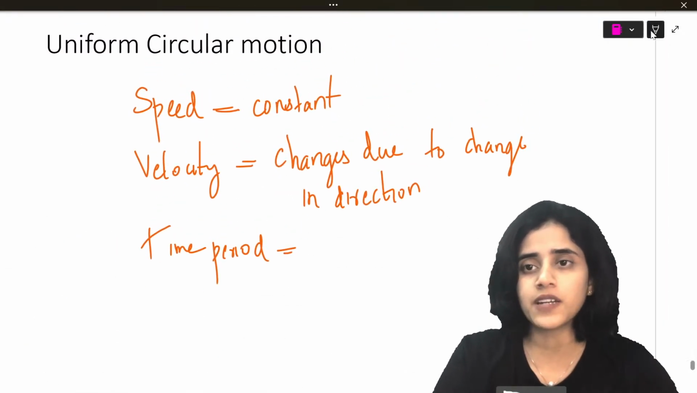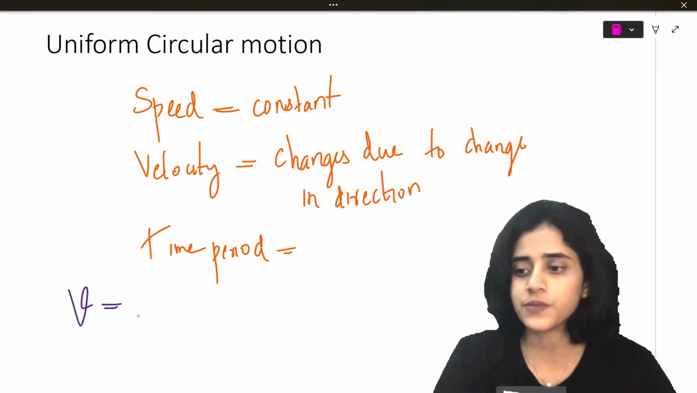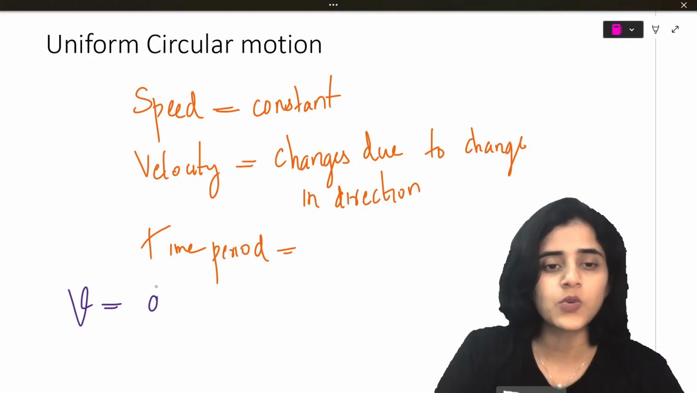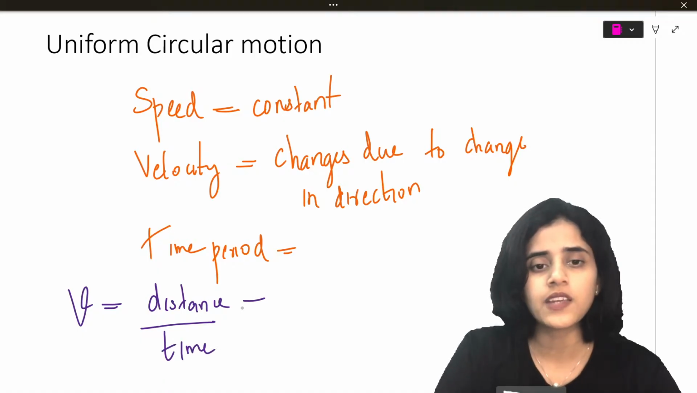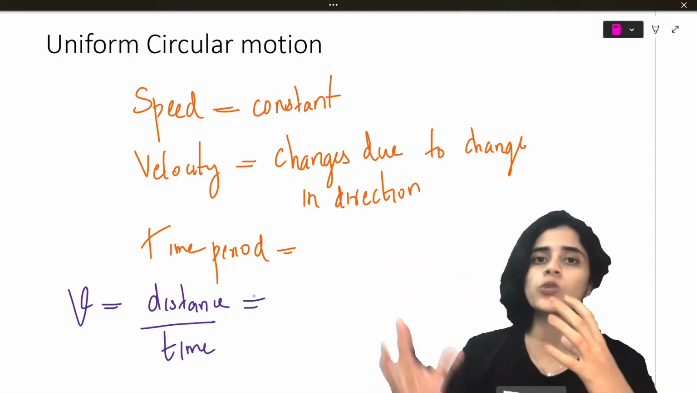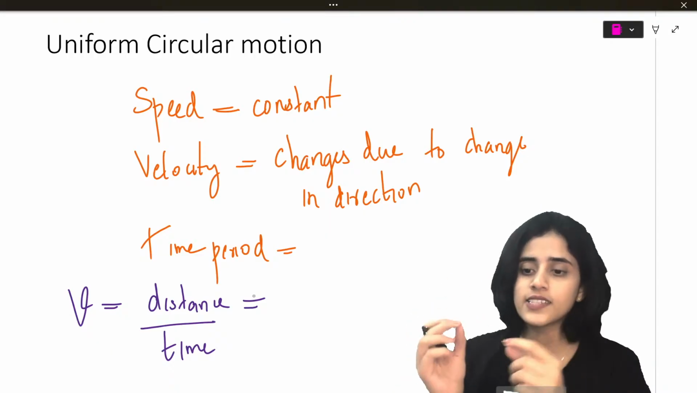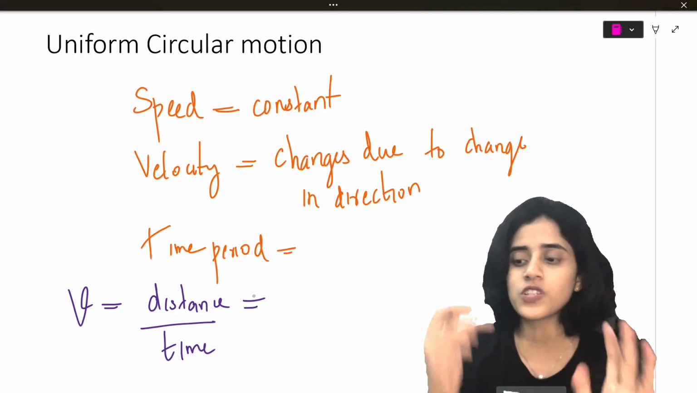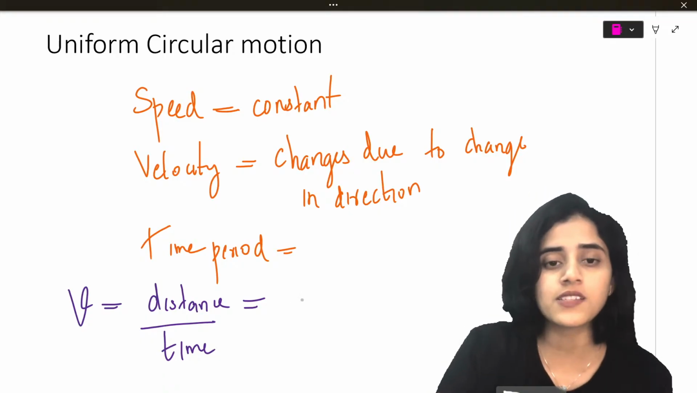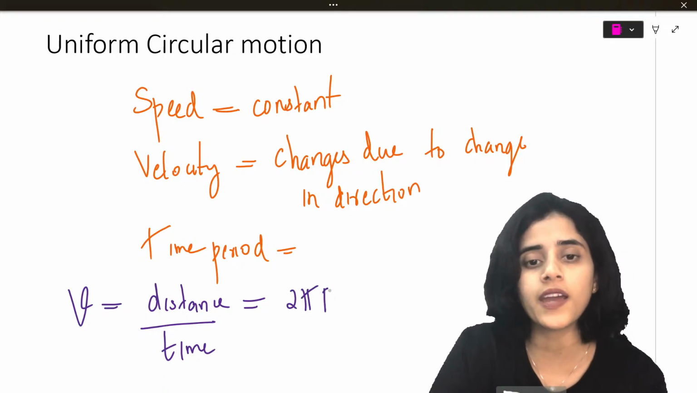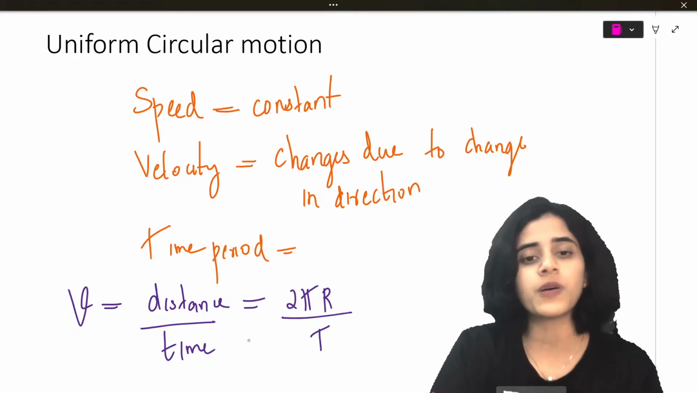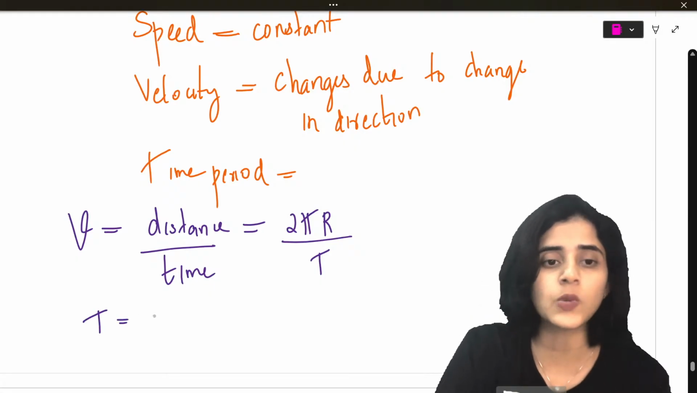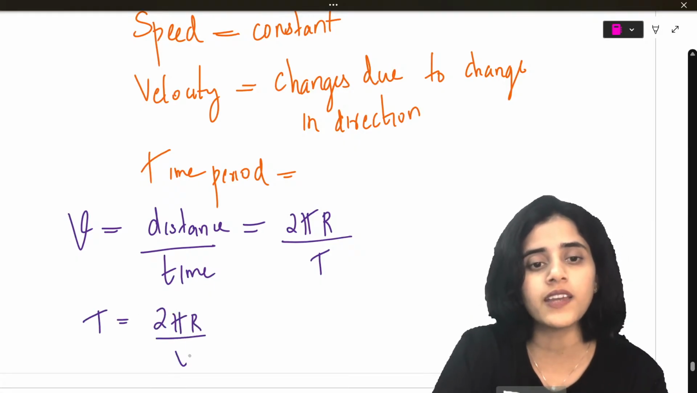So let's look at some mathematics also. If v is the speed, what is speed basically? Speed is distance by time. Now for a circular path, what is the total distance the object should take? It is from here to here, which is the circumference of a circle. How much is the circumference of a circle? 2 pi r divided by the time. Let's take it as t. So from this we will get t is equal to 2 pi r by v.